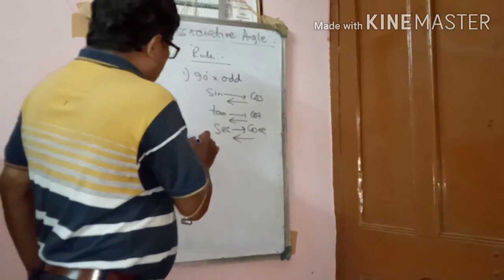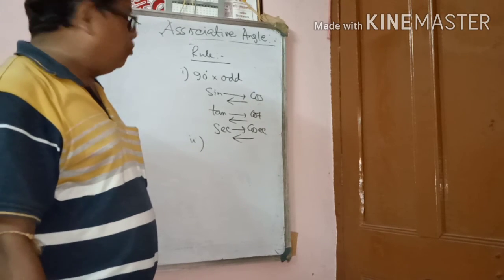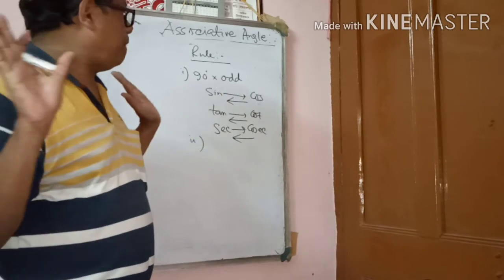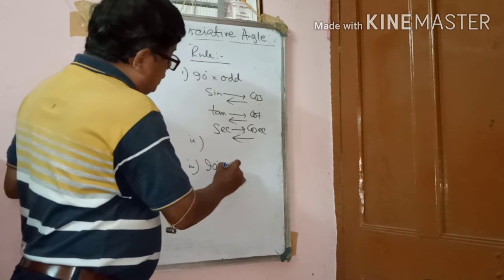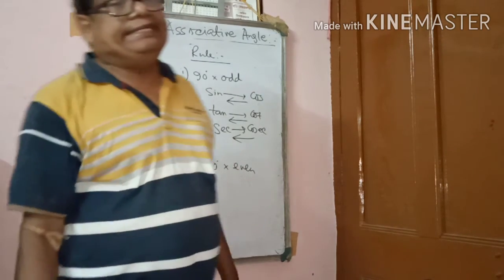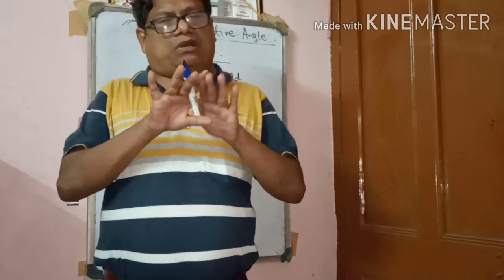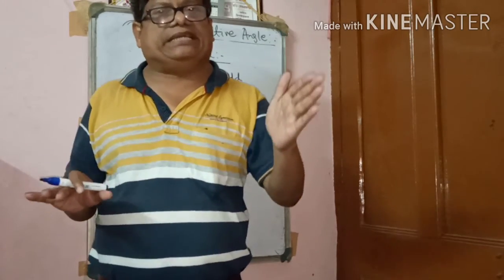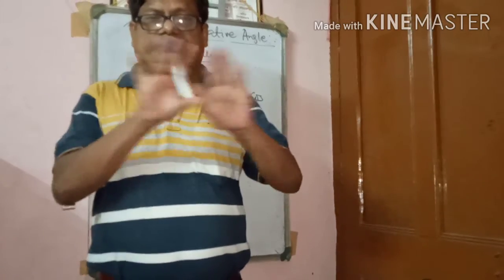And number 2, according to quadrant, sign will be changed. Keep in mind, the all sine tan cos rule is applicable here. And 90 degree into even number. Suppose 90 into 2, 90 degree into 4, 90 degree into 6, then there will be no change. T ratios have no change. Suppose sin is there, it will be sin. Cos will be there, it will be cos. Sec will be there, sec. No change. Keep in mind, no change.